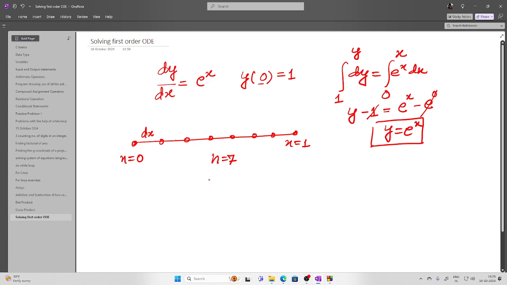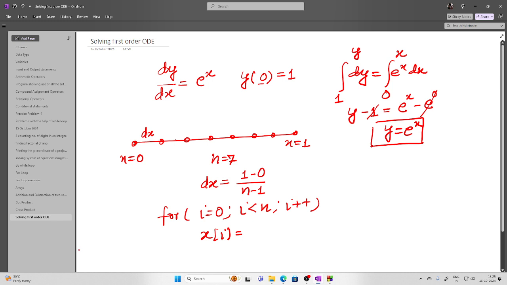Now, I have already discussed with you how to evaluate this dx. This is the domain length, that is 1 minus 0, divided by n minus 1. So now you can run a loop to evaluate x. For i equal to 0, i less than n, i plus plus, the ith value of x will be equal to i times dx. You have done this earlier also while solving the projectile motion.